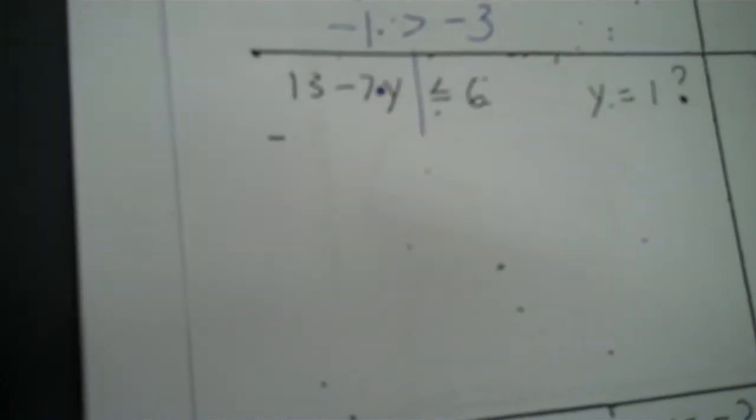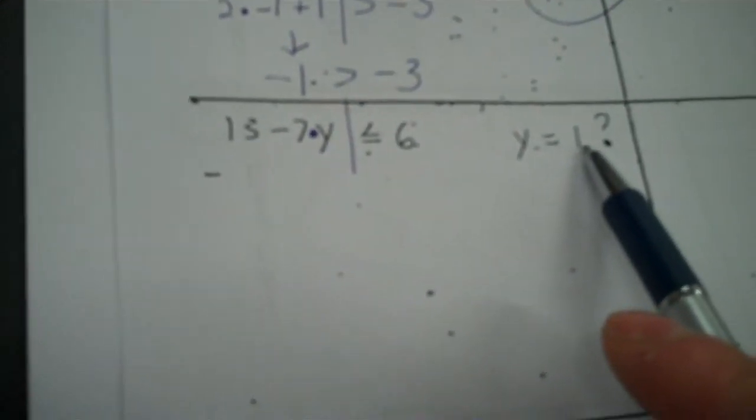Okay, 13 minus 7y is less than or equal to 6. So remember, that means 7 times y, okay? Don't circle it, because you circle it when you don't have the number for the variable. We do. We put 1 in for y.